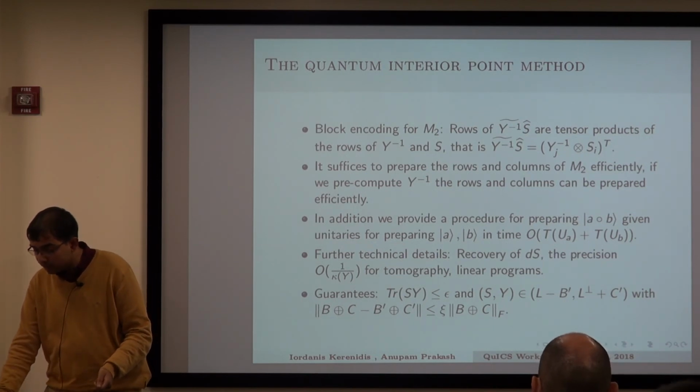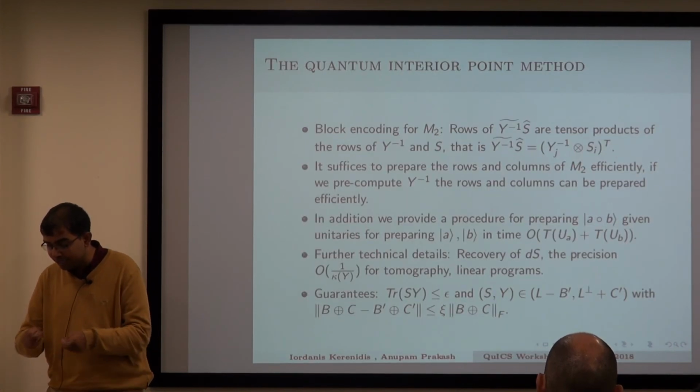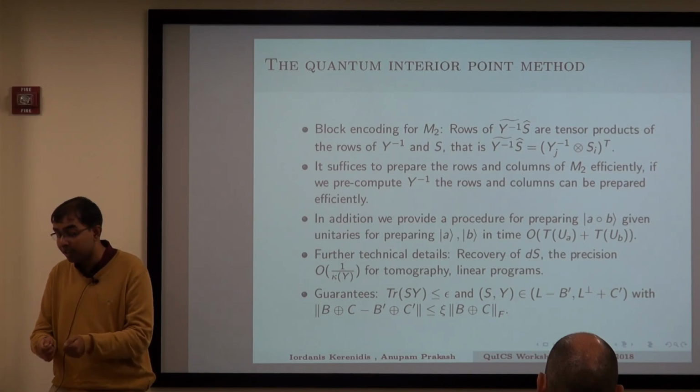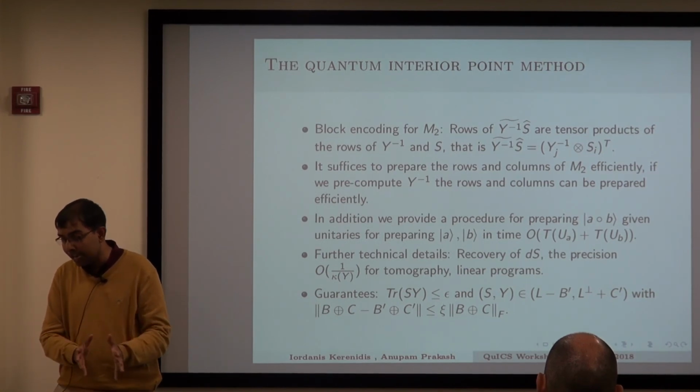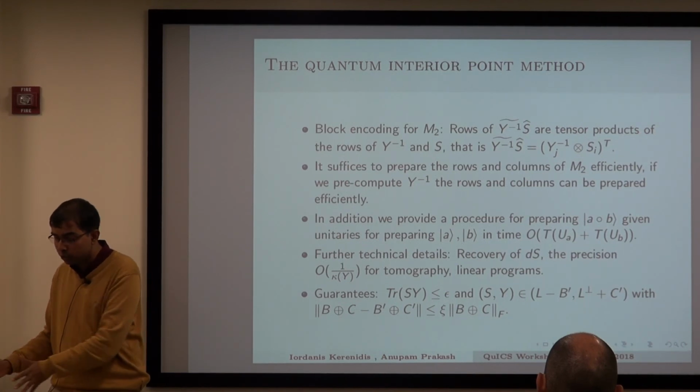So I showed you how to construct the block encodings for each of the blocks. We also need to compose them. So we need an additional lemma which says that if I can prepare the vector A and the vector B, I can also produce the concatenation in time Ta plus Tb.